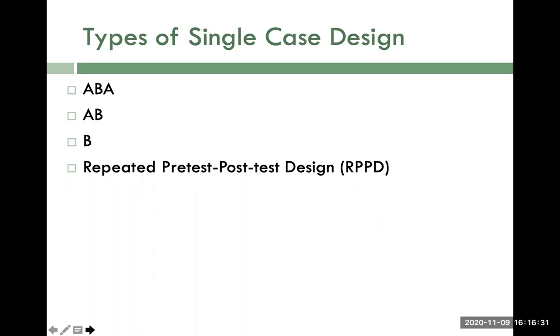The second design is an A-B design. In an A-B design, again, the A signifies the baseline and the B, the intervention. And in this design, what's happening is that we're just establishing a baseline and then we're doing the intervention, and there is no actual follow-up. The third design is simply a B.